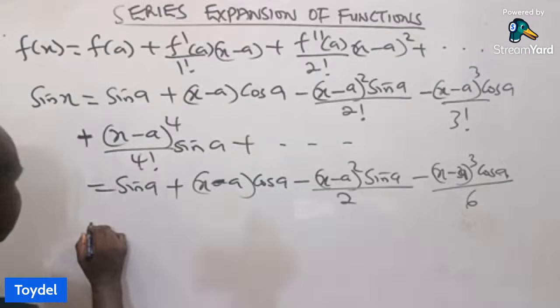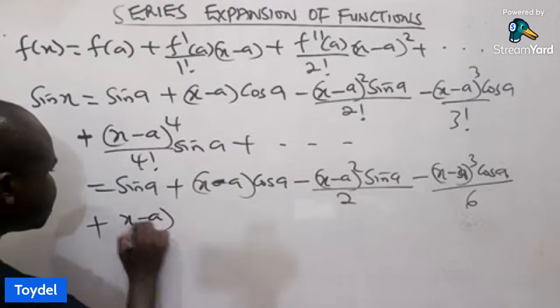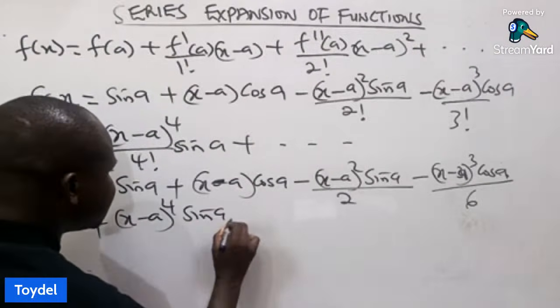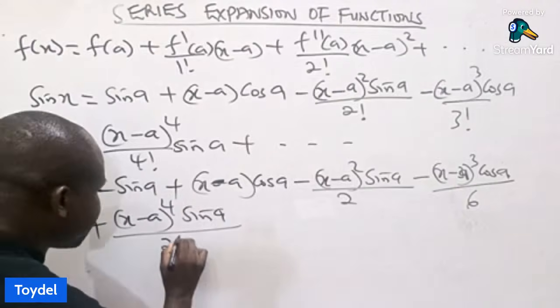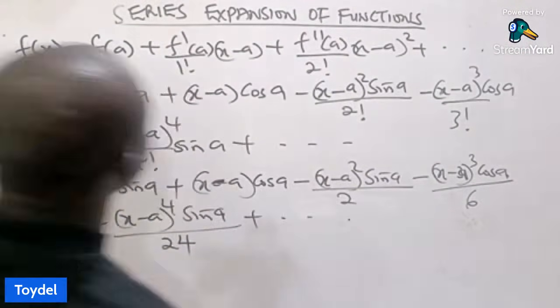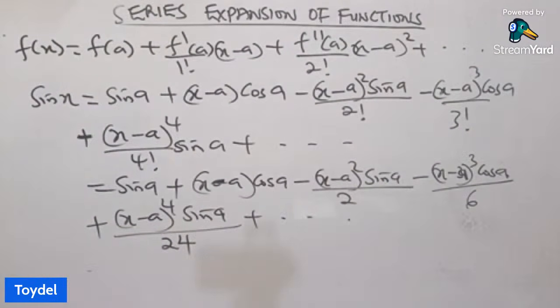So plus (x minus a) raised to power 4 sine a all over 4 factorial, which is 24, plus dot dot dot. So this will represent the Taylor series expansion of the problem. Let's take notes that under Taylor series expansion, that's what we are going to have.